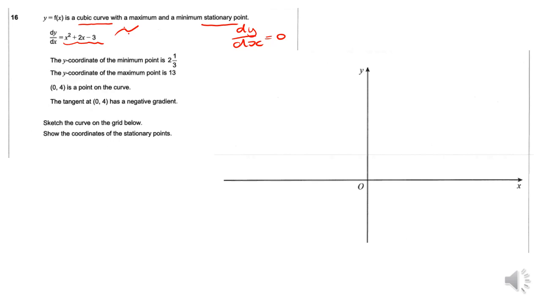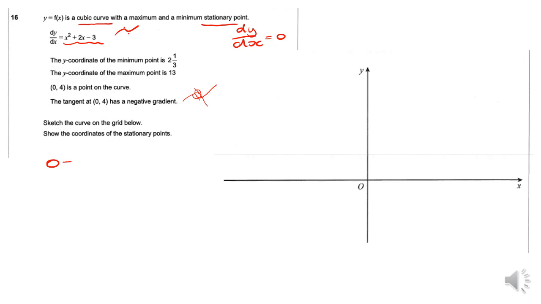So again, if I stitch this to my little diagram, I've got a maximum point and a minimum point, because that's what a positive cubic looks like. And then it's telling me that the tangent at 0, 4 is negative. So the tangent, if I draw a tangent there, it's going to be going downhill. So I think that means this crosses the y-axis somewhere here, because that's where the gradient would be negative. So straight away, I know that the y-intercept is going to be in that middle bit, and it's just about stitching all of that information to what the graph looks like. I'm going to sketch the curve on the grid below, and show the coordinates of the stationary points.